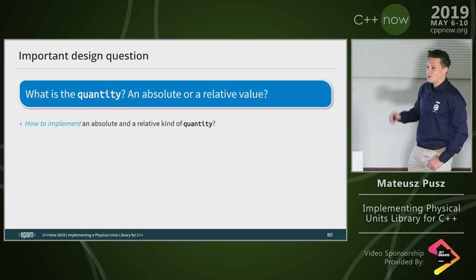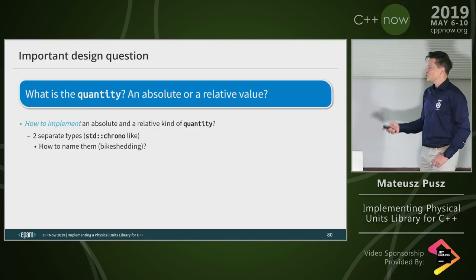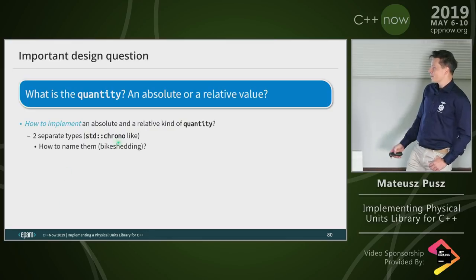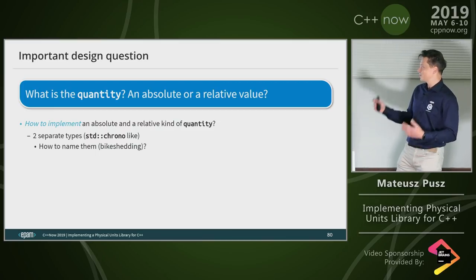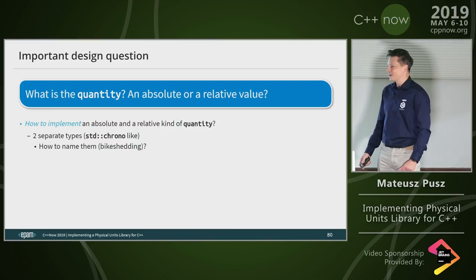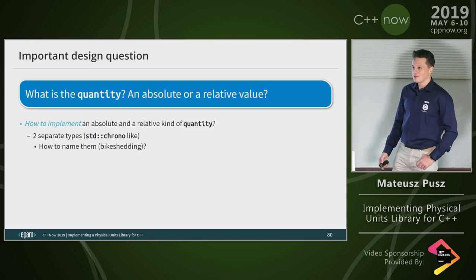So the other question is how to implement this. Yes, should we have two separate types like chrono does? But then how to name them? Is it quantity and absolute quantity, or how to name them? And what to do with dimensions that don't make sense with an absolute value? What's an absolute meter, yes?